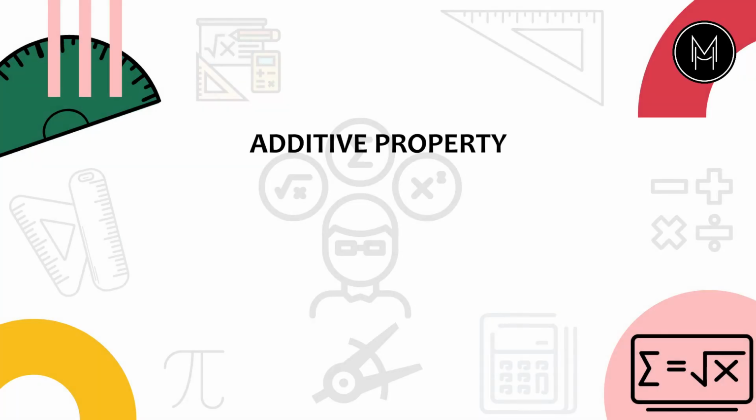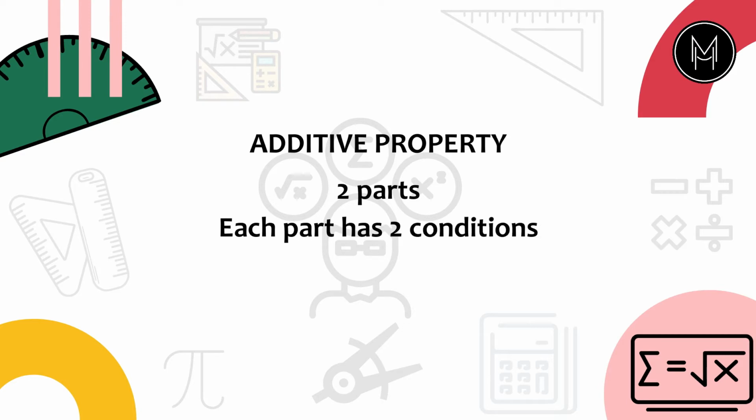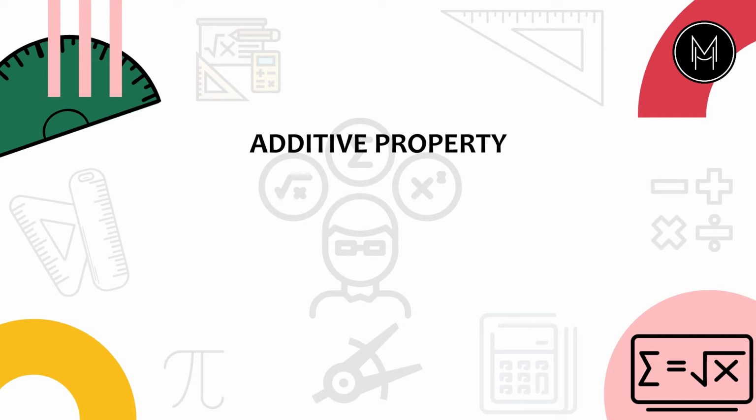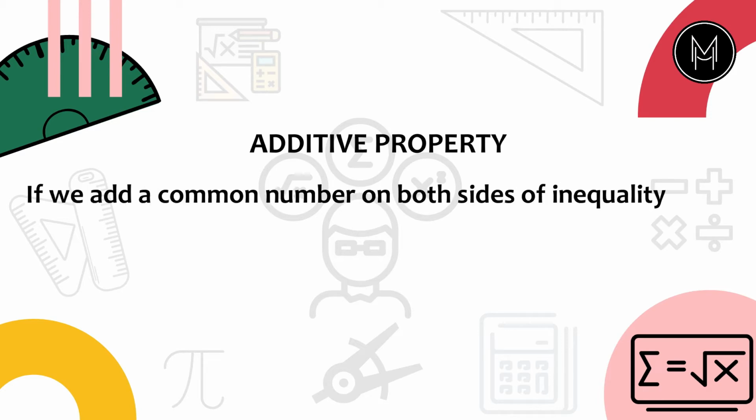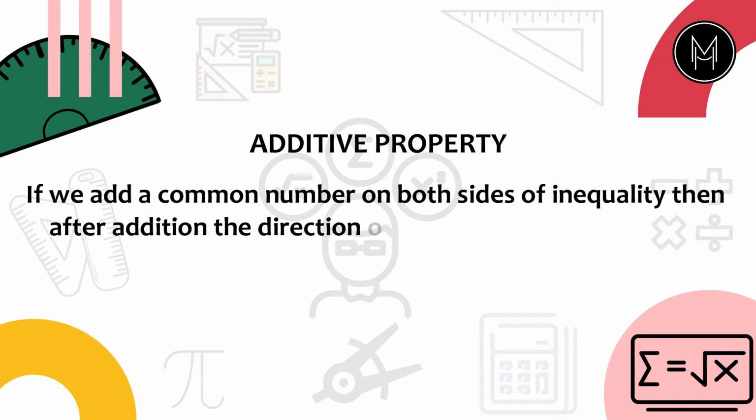The third property of inequality is the additive property. The additive property has two parts and each part has two conditions. So first of all, you should know this property says if we add a common number on both sides of an inequality, then even after addition, the direction of the inequality does not change.